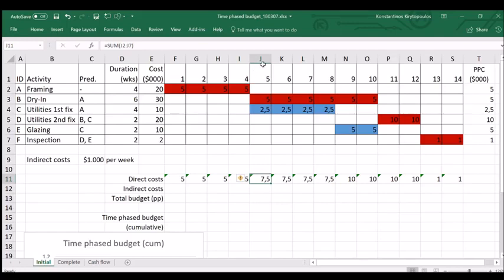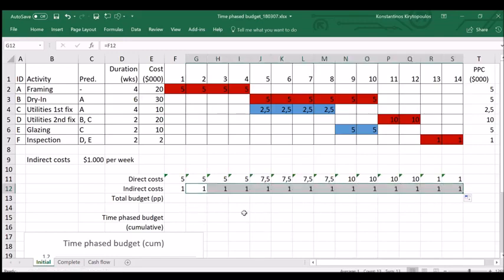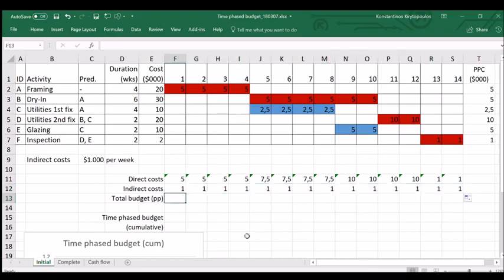But we also have some indirect costs each week. Remember that these are expressed in thousands, so 1,000 per week would be 1 here, and that would be the same for every week. This is how we work out indirect costs, same every week, or every period if you prefer. And the total budget will be the sum of direct and indirect costs.